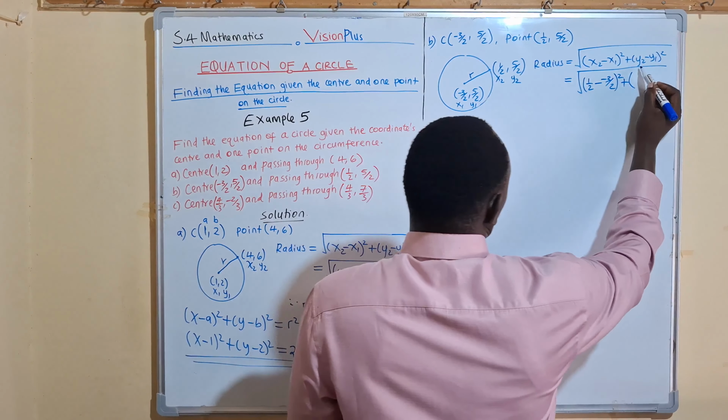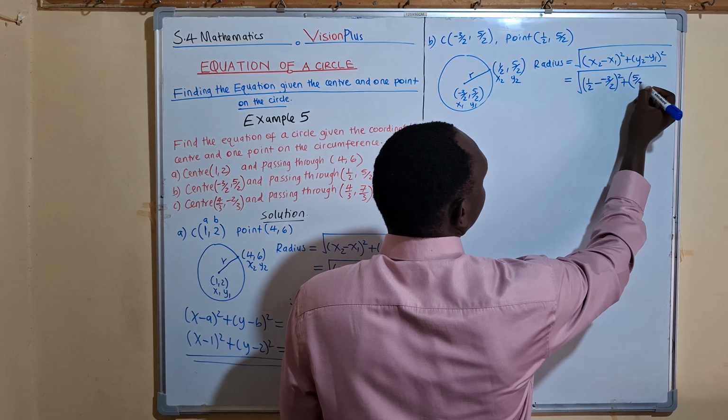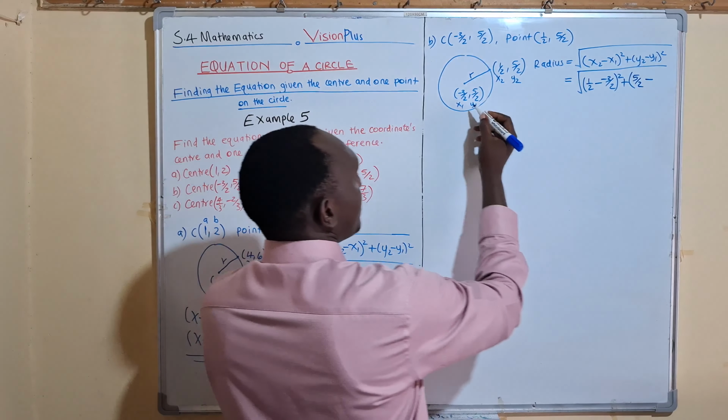Okay, y2 is 5 over 2, minus y1, which is also 5 over 2.